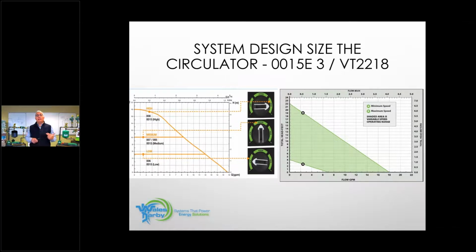If I go to medium, now it's going to hold 10 feet of head out to 8.25 GPM, which is 82,500 BTUs. And it'll follow that 10 feet of head curve if we have multiple zones opening and closing. If I go past 8.25, I get on the steeper part of the curve. And if it was on high, it has the ability to go up to about 16 feet of head, but it's going to follow that round part of the curve. It doesn't vary its speed.